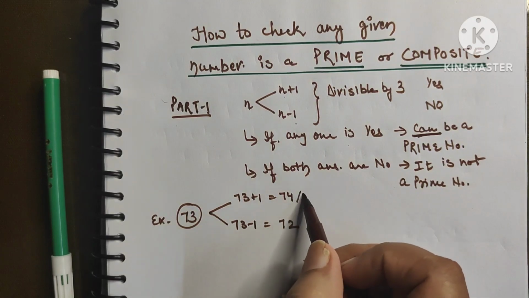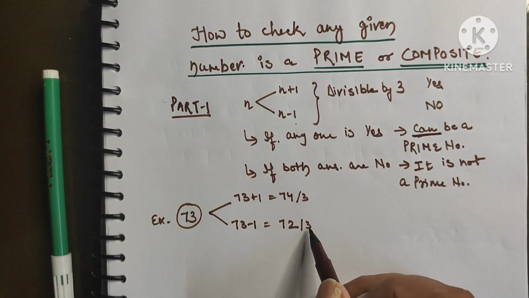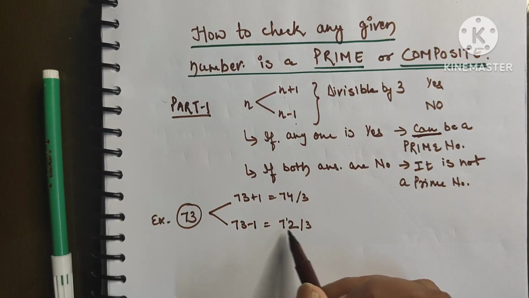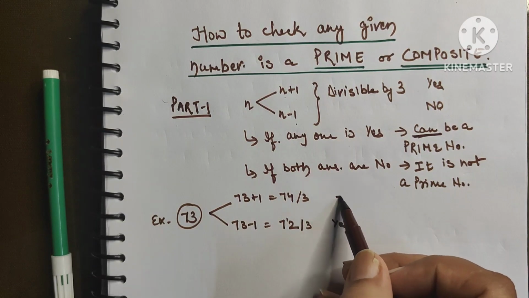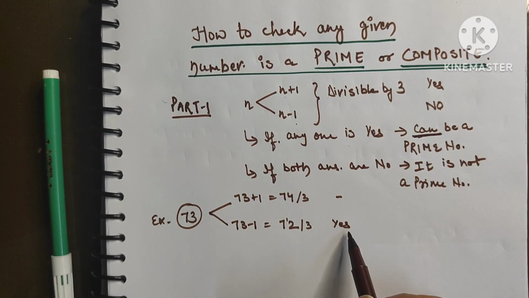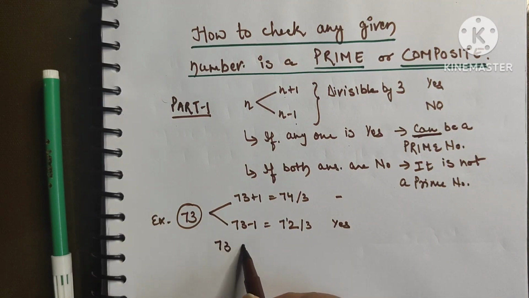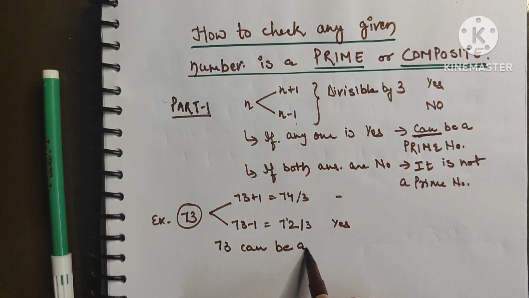Now what you will do? You will divide both the numbers by 3. So you check this, 3 twos are 6, and 3 fours are 12. You got the answer, yes. And whether it will be yes or no does not matter, because any one answer is yes. That means 73 can be a prime number.